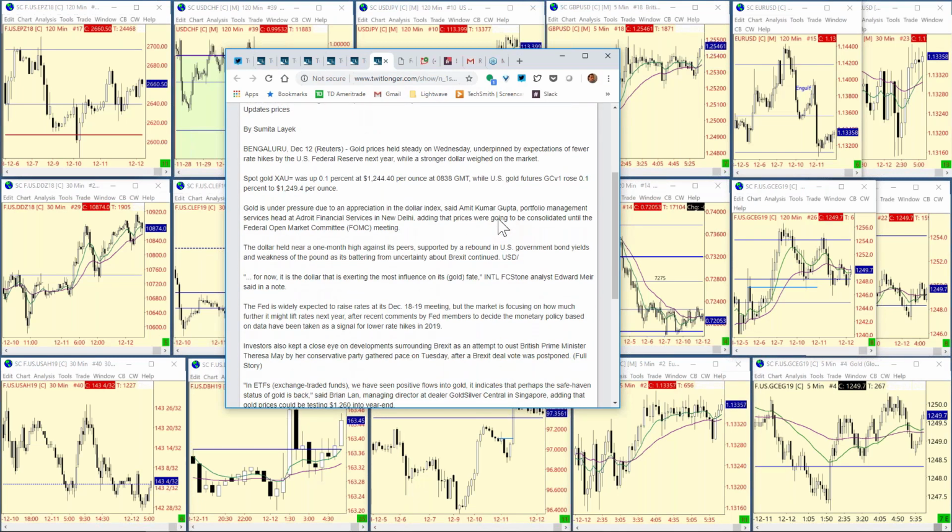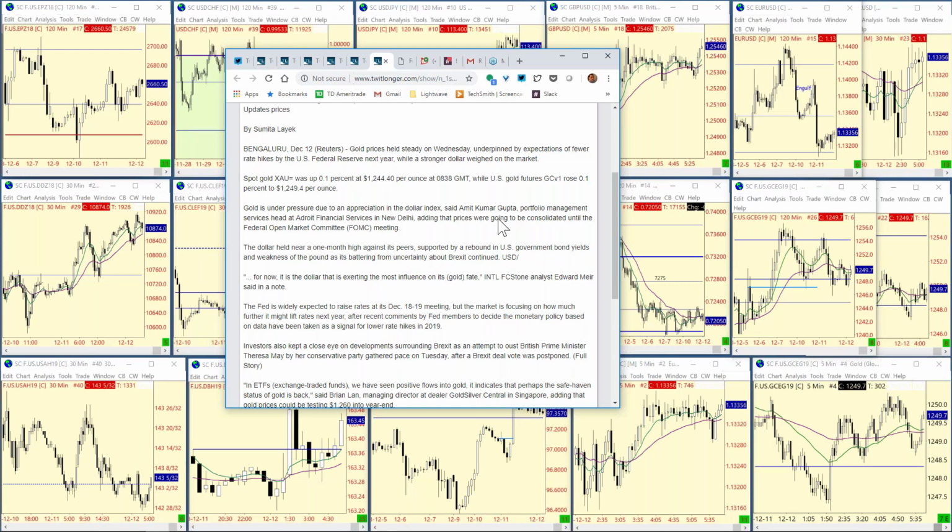Gold prices held steady on Wednesday, underpinned by expectations of fewer rate hikes. The dollar held a 1-month high against its peers, supported by a rebound in U.S. government bond yields. For now, it's the dollar that has exerted the most influence on gold. The Fed is widely expected to raise rates at the December 18-19 meeting, but the market is focusing on how much further it might lift rates next year, after recent comments from Fed backers to decide monetary policy based on data have been taken as a signal for lower rate hikes in 2019.